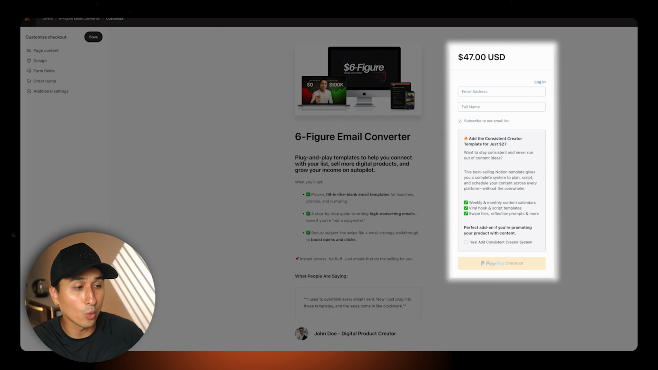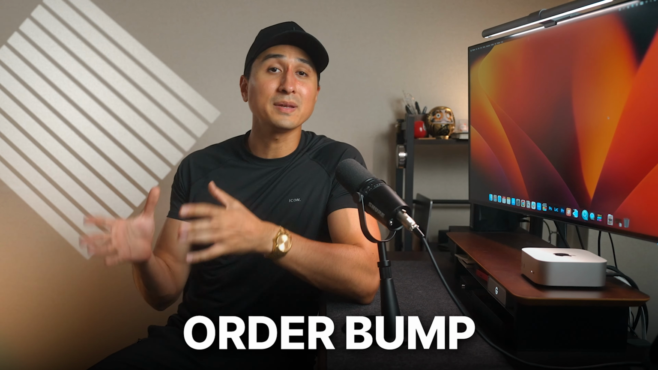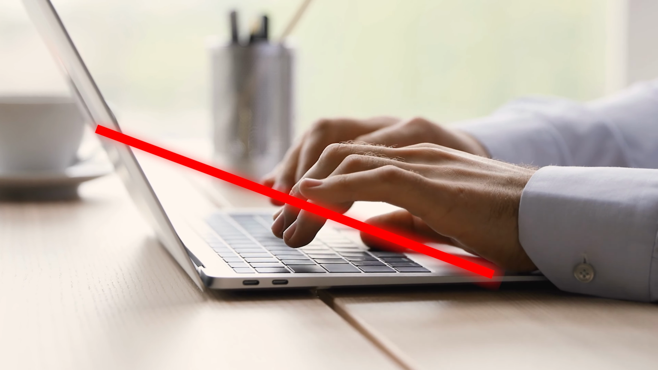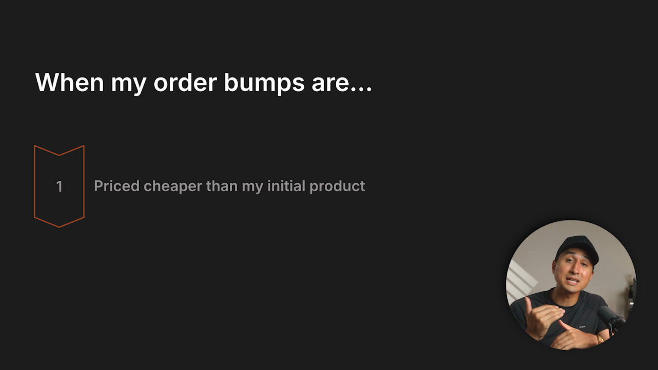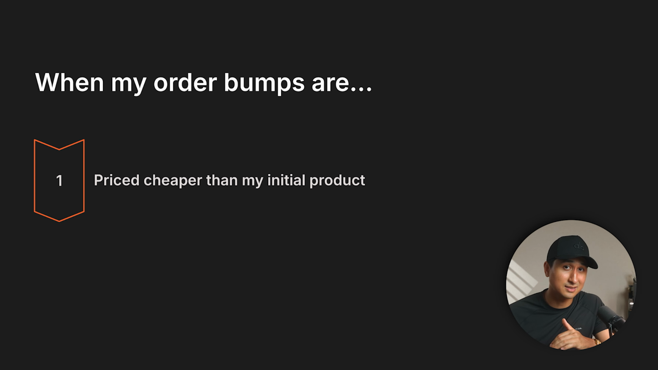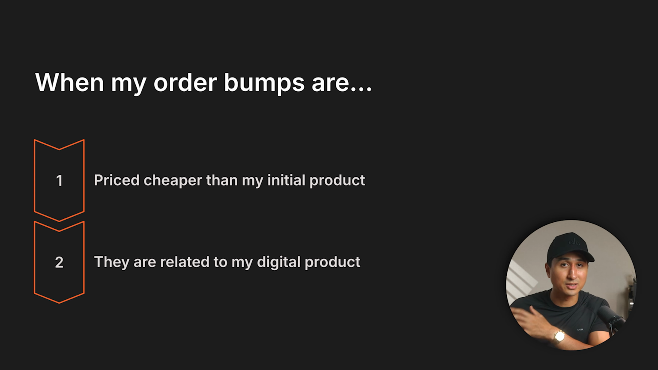And here you can see I've also added an order bump to my checkout. And basically, an order bump is an optional add-on that you can offer to your customers directly on your checkout page. And adding an order bump is one of the easiest ways to increase your revenue without doing much extra work. And I've personally seen the best results when my order bumps are priced cheaper than my initial product, and also when they are related to my digital product.